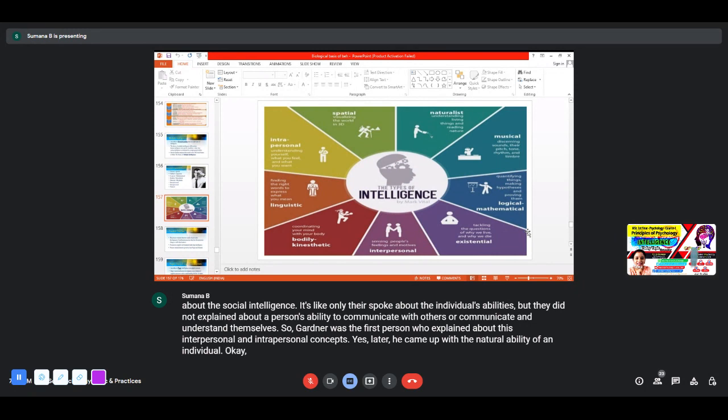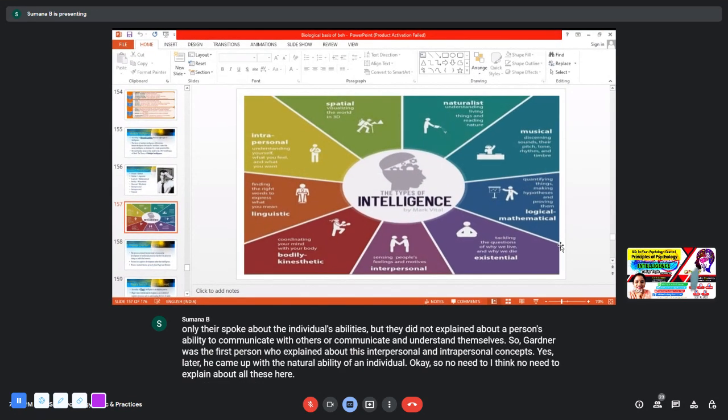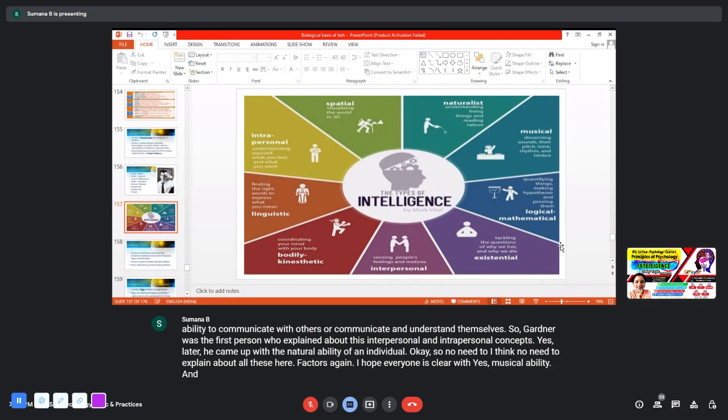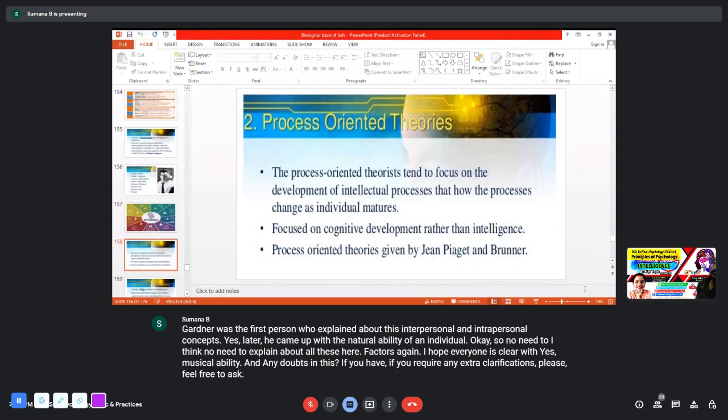I think no need to explain all these factors again. I hope everyone is clear with musical ability. Any doubts in this? If you require any extra clarifications, please feel free to ask.